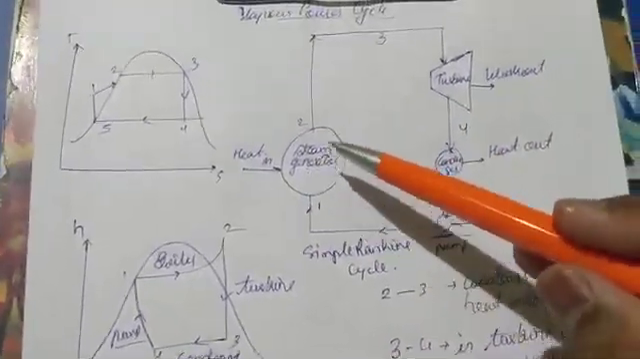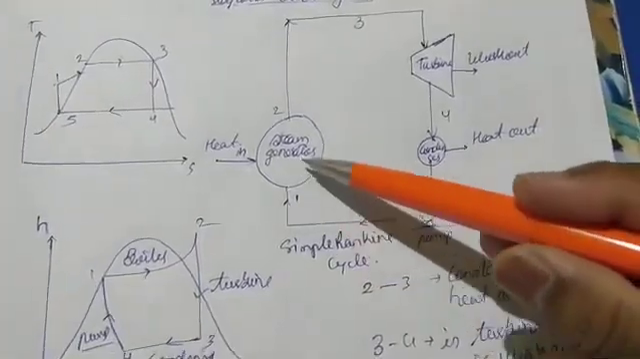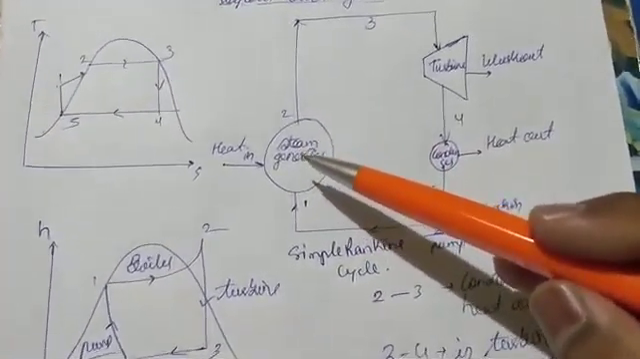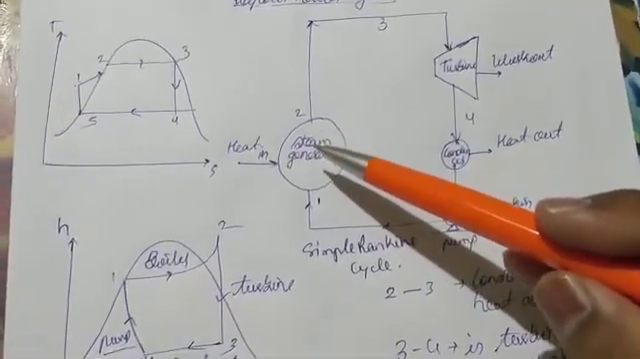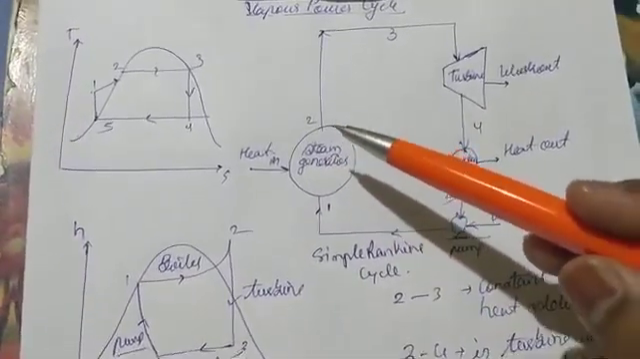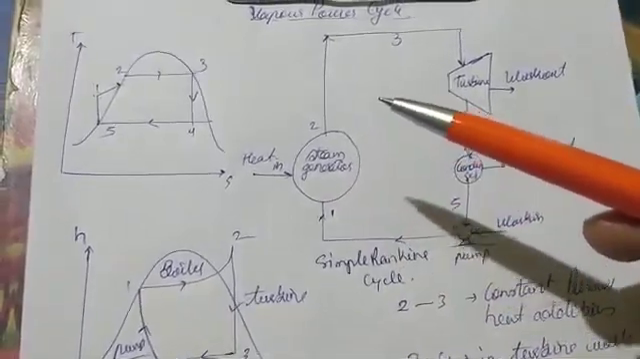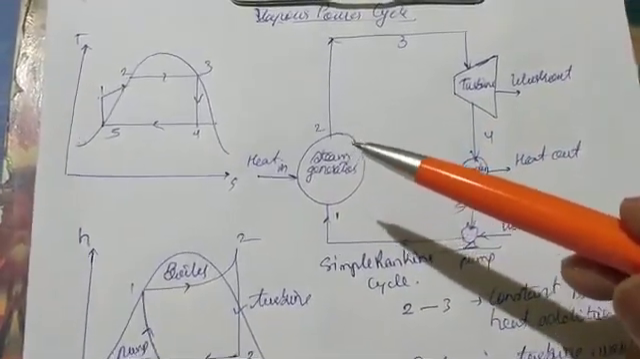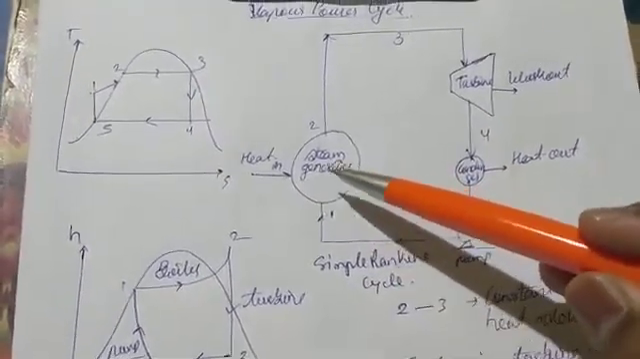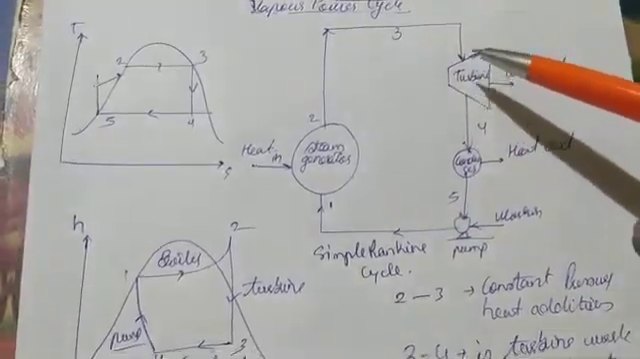Now what happens here? From the feed pump, water is supplied to the steam generator. In the steam generator, the boiler plays a very major role. The boiler's work is to generate heat. Water starts boiling, and once it starts boiling, it is converted to vapor. Heat is added, so saturated vapor is ready and sent to the turbine.